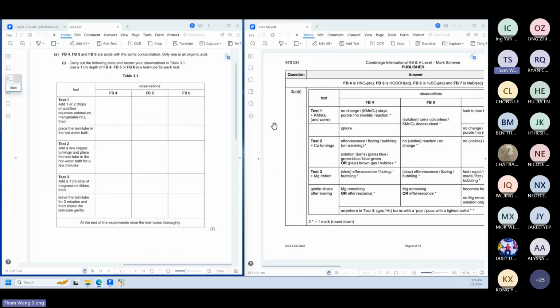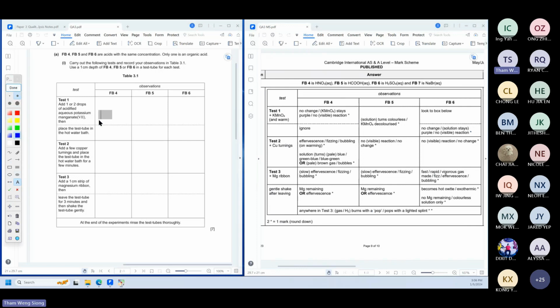Now let's go through this question. Remember, it's between methanoic acid, nitric acid, and sulfuric acid. This one will be no change. No change. This one is purple potassium permanganate decolorizes. This one actually also occurred in your exam.